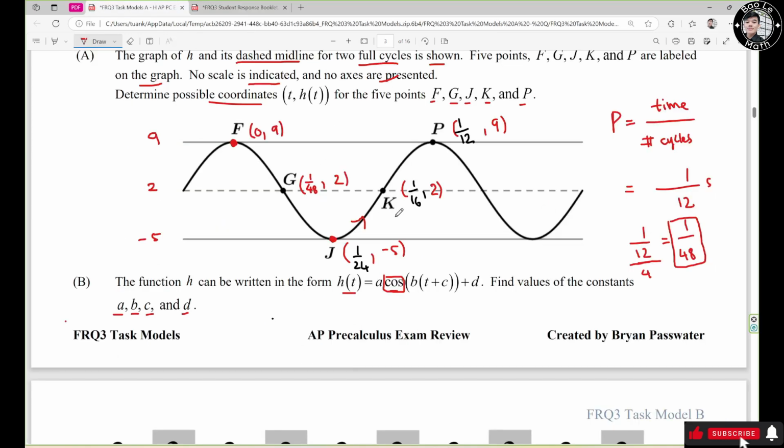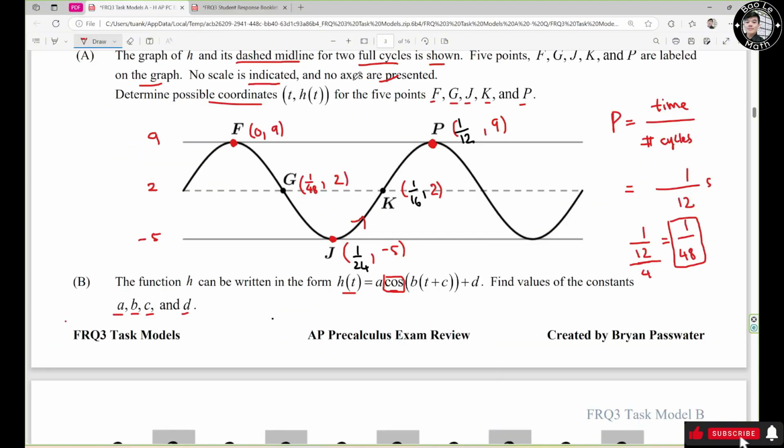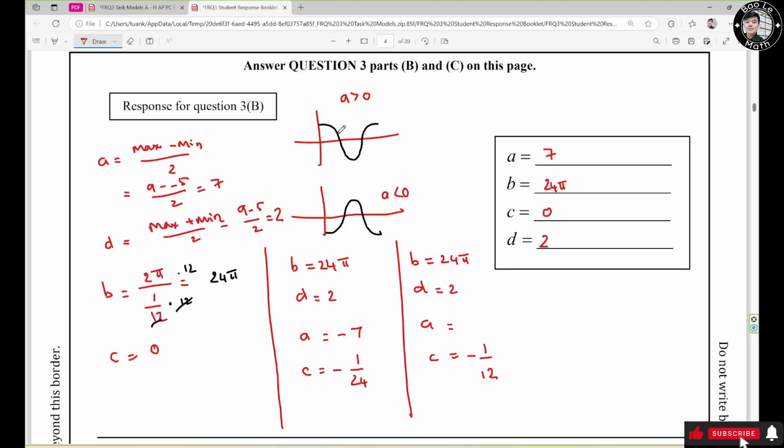Now, if you start right here, the phase shift is -1 over 12. So C equals -1 over 12, right? And then you go down, right? So you look at the graph of the cosine function right here. A should be positive, right? So A in this situation is 7, right?